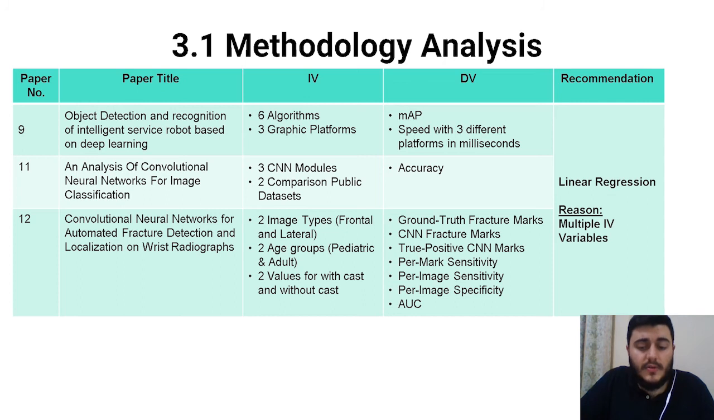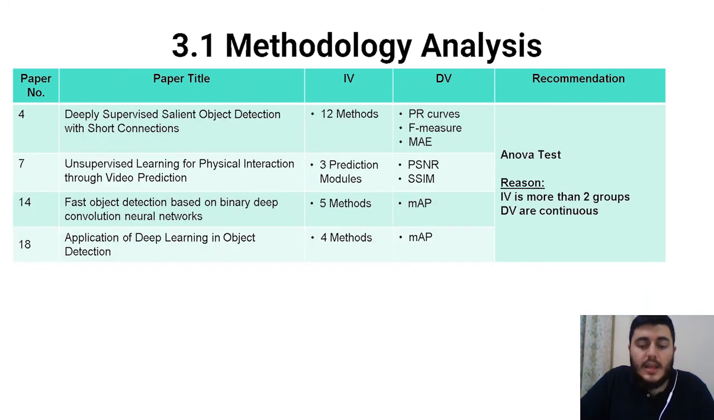Moving to the last set of 4 papers in the next slide, in this grouping, the independent variable has more than 2 methods and is nominal in nature. Also, the dependent variables are continuous, and for such scenarios, an ANOVA test is recommended. As we can see in an example, in paper number 4, there are 12 different methods as independent variables and 3 continuous dependent variables. Likewise in the other 3 research papers.